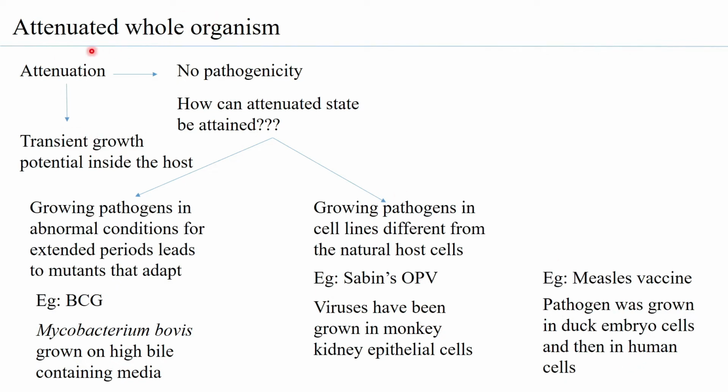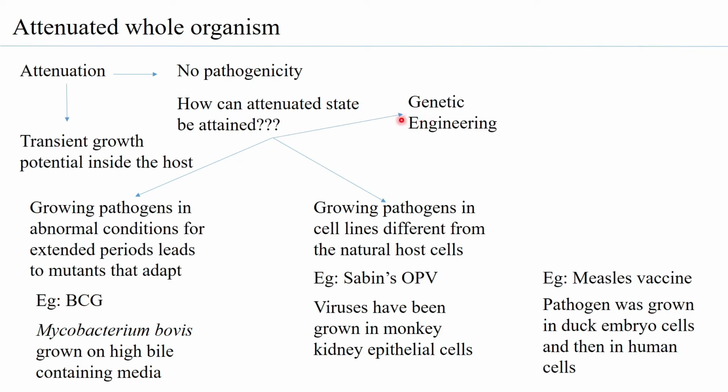With live attenuated, that is something that is extremely important. That is, it loses its pathogenicity but not its immunogenicity. That means all the surface epitopes are present, and that can elicit an immune response. Secondly, because it is growing, the number of these bacteria or viruses can be present in the body for a longer period of time. So that is important for developing immunologic memory.